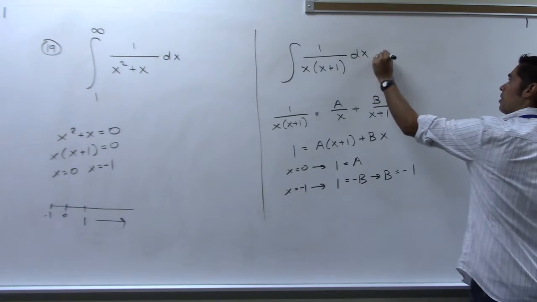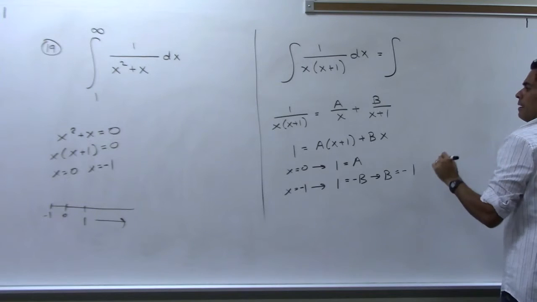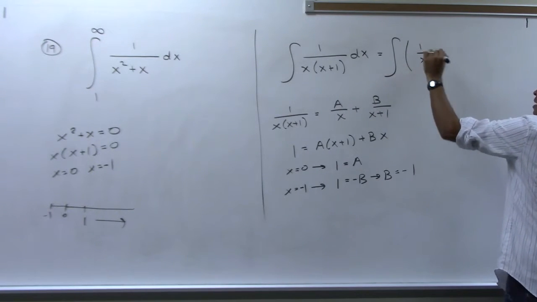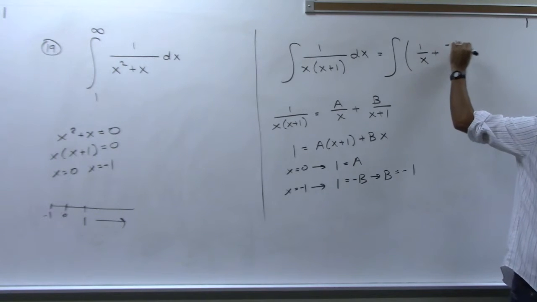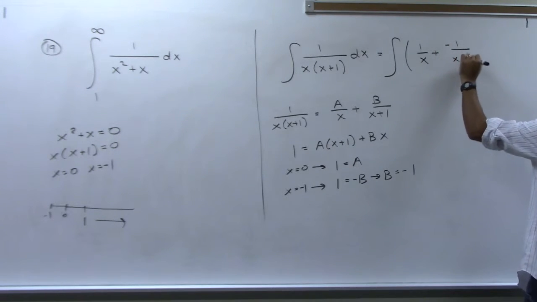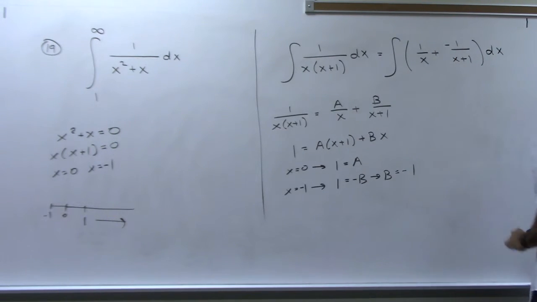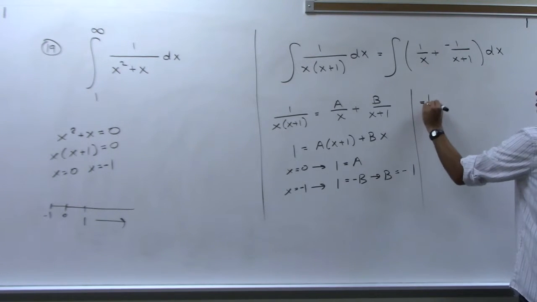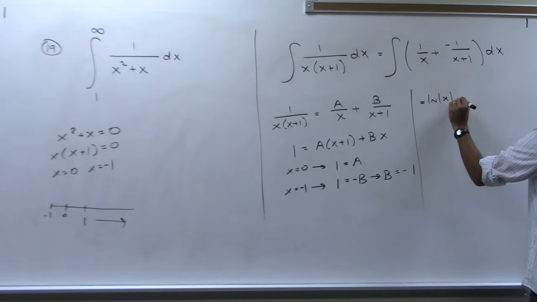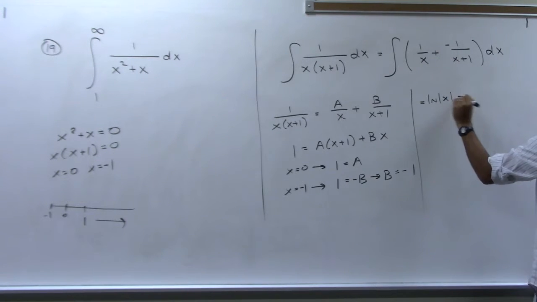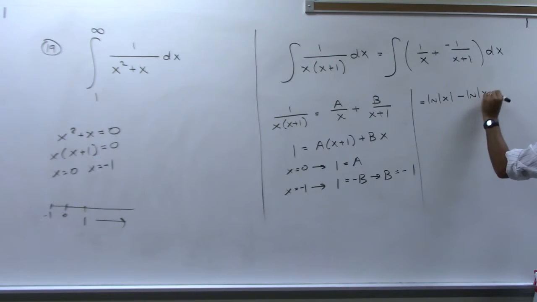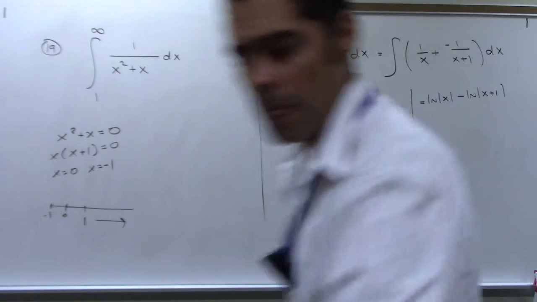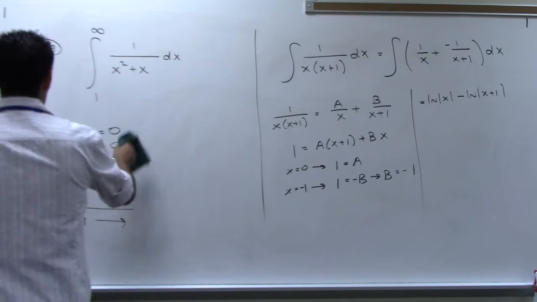So this integral turns into a over x, which is 1 over x, plus b over -1 over x plus 1 dx. And the antiderivative here is pretty clean. It's natural log, absolute value of x. I'll bring the -1 out front, -1 natural log x plus 1. All right, good to go there now. So we come back over here.